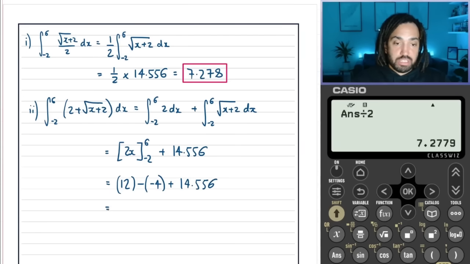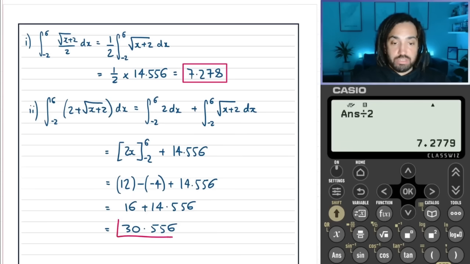Okay, so this gives us 16 plus this to give us a total of 30.556. There we go. That is our final answer for that one. Lovely.